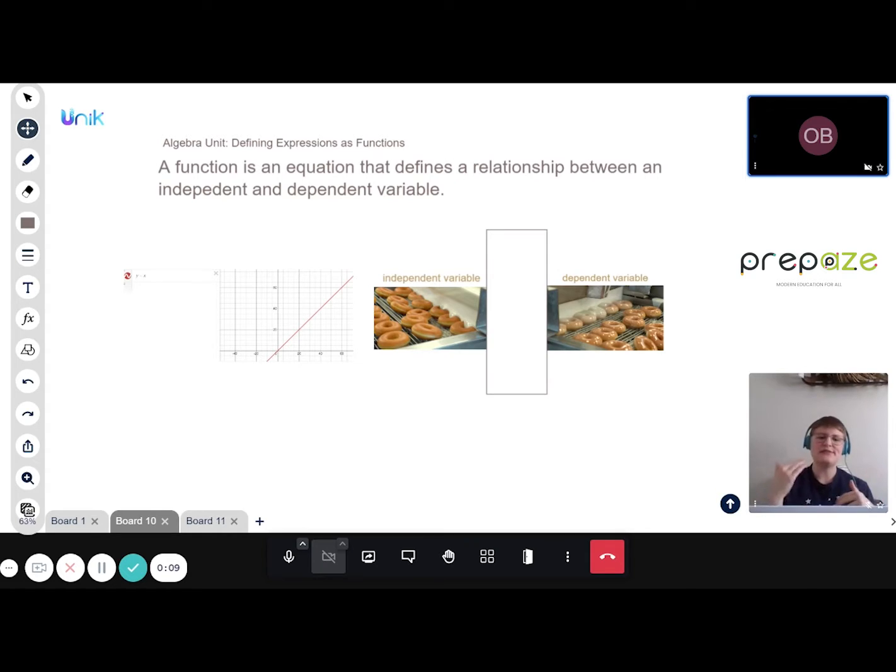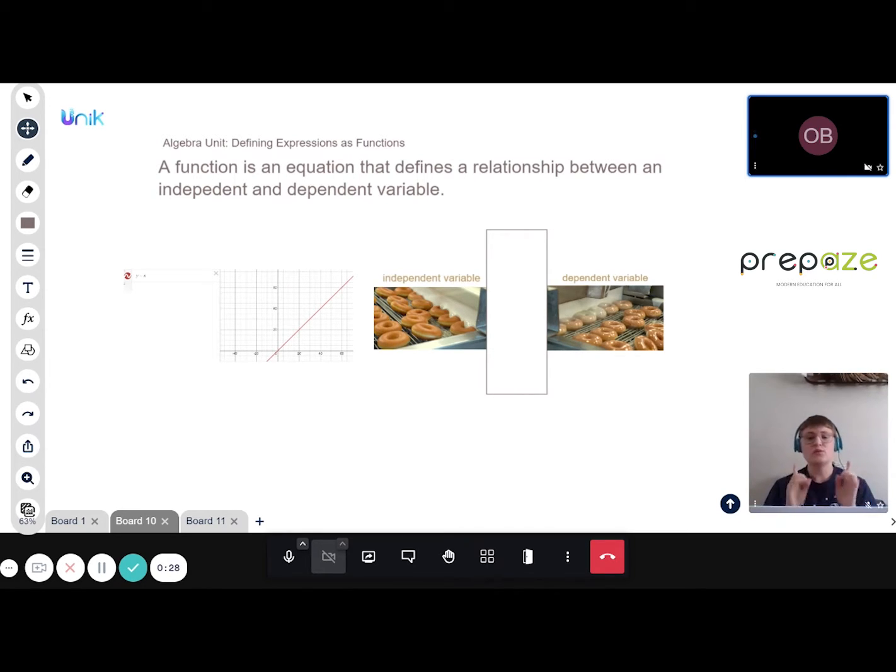So last time we defined our functions using some examples: a function is an equation that defines a relationship between an independent and a dependent variable. I used the relationship between unglazed donuts and glazed donuts entering a glazing machine to illuminate this definition.